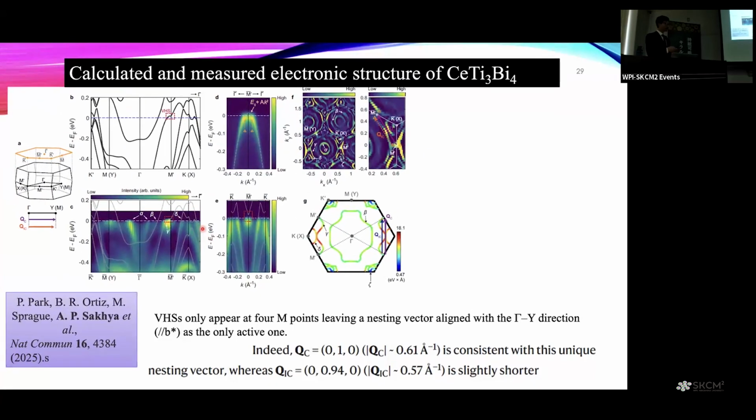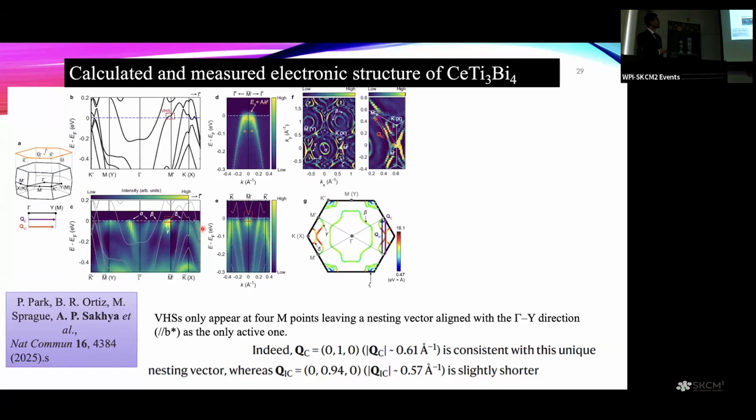So let's start with the DFT results. This is not specifically for cerium titanium bismuth. This is for lanthanum titanium bismuth. And this is just an approximation because cerium has 4f states. So working with cerium is slightly difficult and complicated. And if you do not have 4f states near the Fermi level, then why take so much pain? So the idea was, let's start with a simple system of lanthanum titanium bismuth and see what happens near the Fermi level.